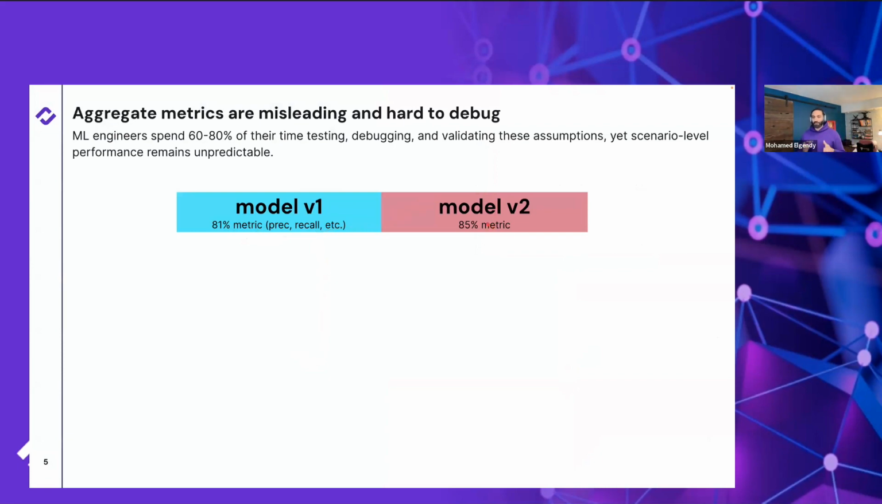Now, at this point, there are three main questions that we always are trying to answer, but they are taking all of our time trying to debug the model. One is, which model should we deploy? Is the 85 better than the 81? Are we sure about that? Do we have an idea where it's failing and where it's succeeding?